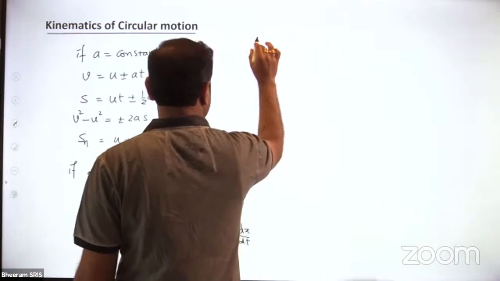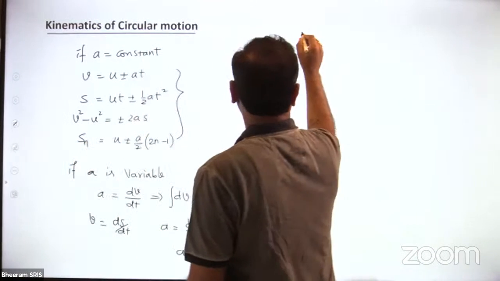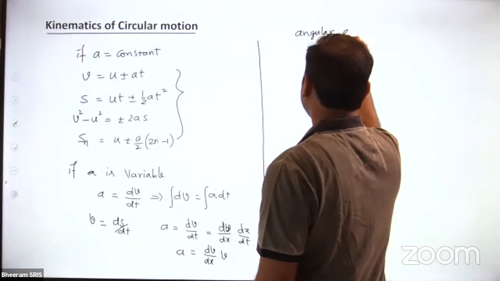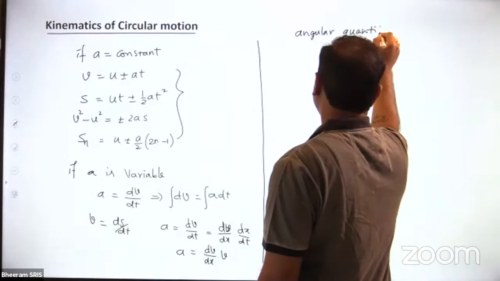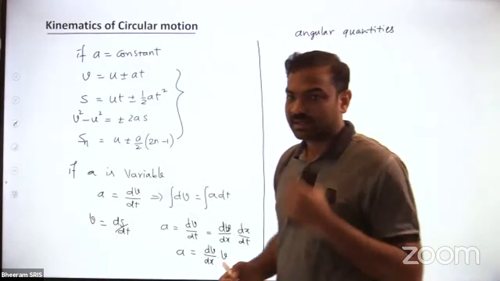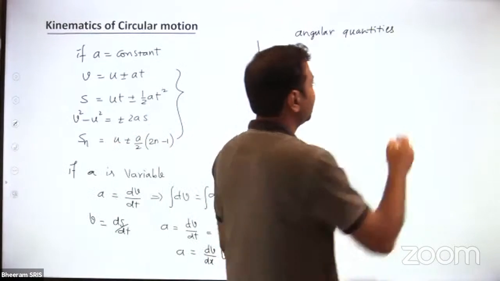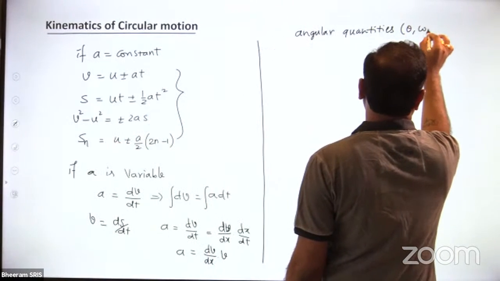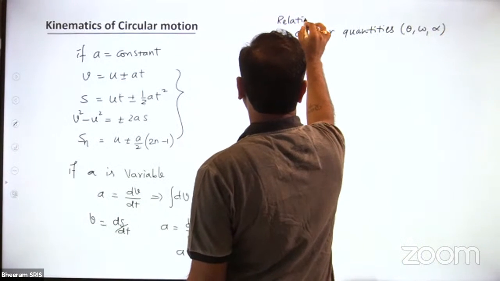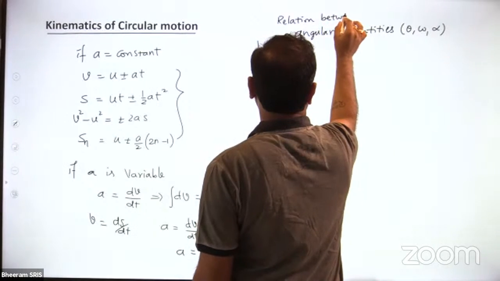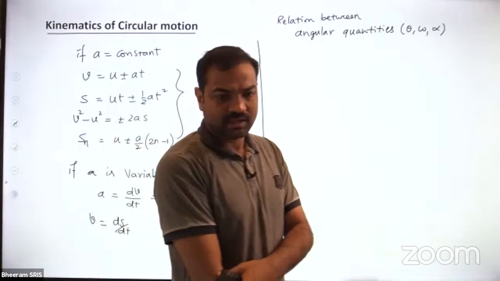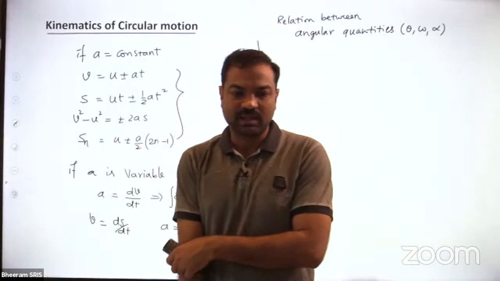Now the question is, let us go with the rotatory motion or angular quantities. What is the relation between angular quantities? If I take angular quantities, how to write down the relations? What is the meaning of angular quantities? Theta, omega and alpha are the angular quantities. You can write down something like this: relation between angular quantities theta, omega and alpha. Angular displacement, angular velocity, angular acceleration.